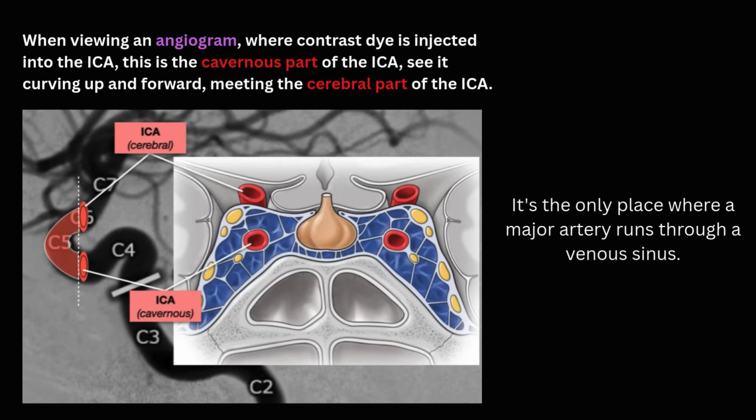Now, a fun fact about the cavernous part of the internal carotid artery: it is the only place where a major artery runs through a venous sinus. So it's the only place where an artery runs through a deoxygenated area.